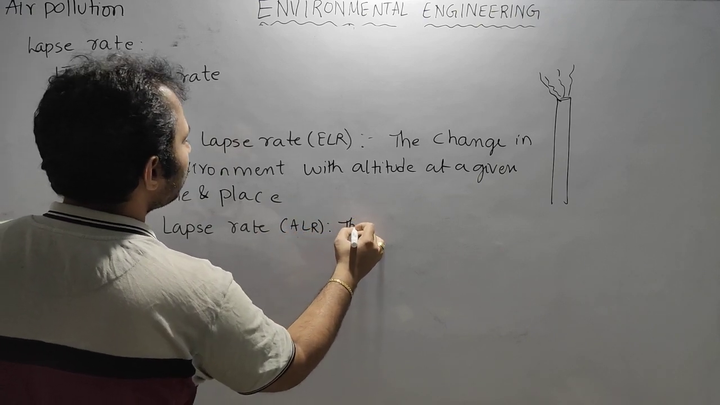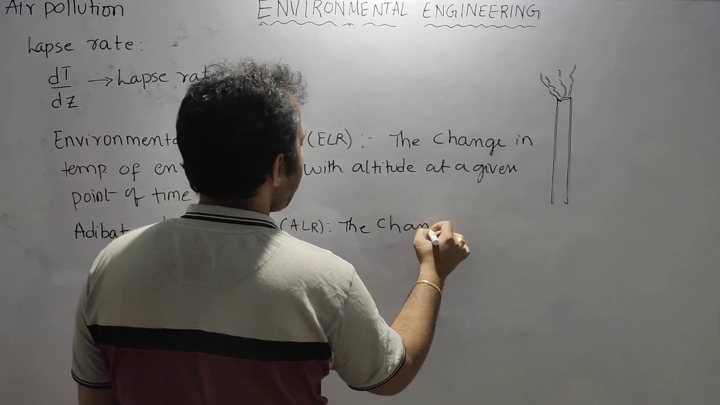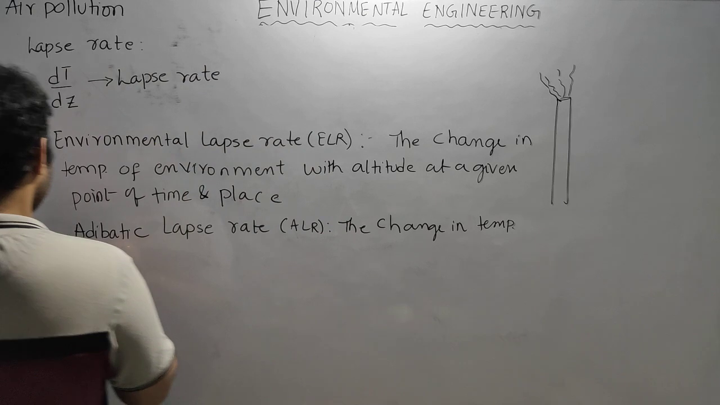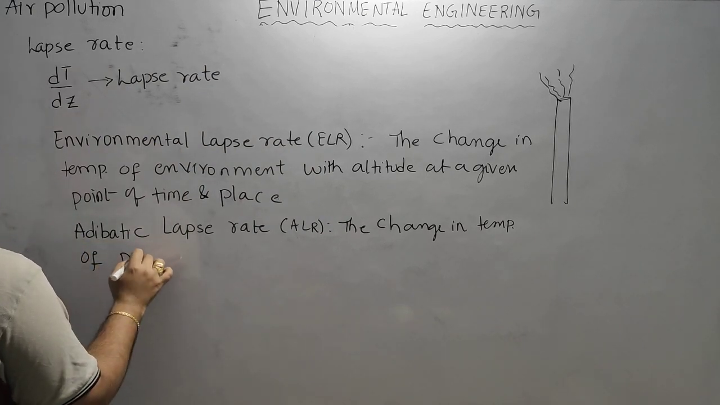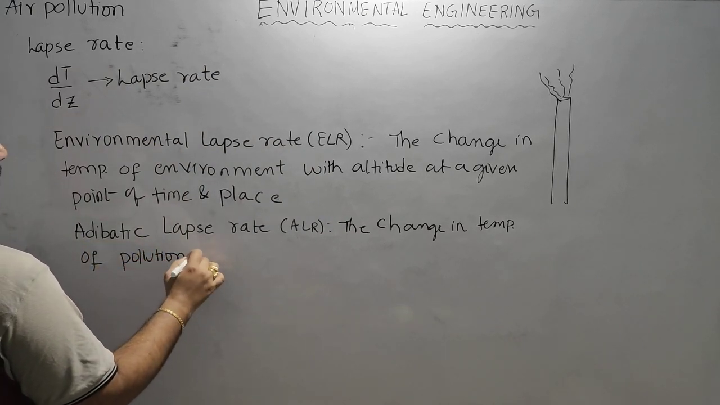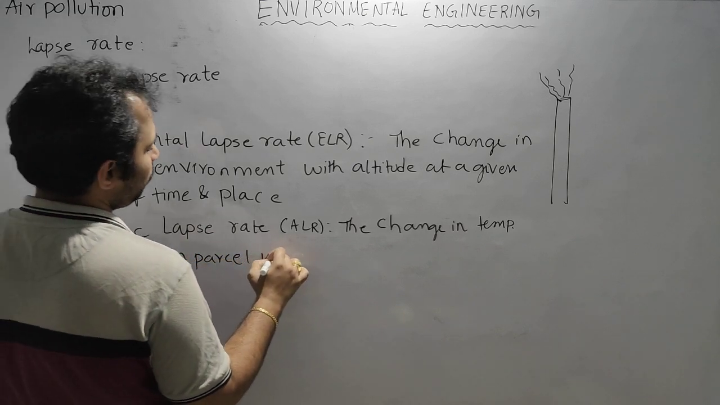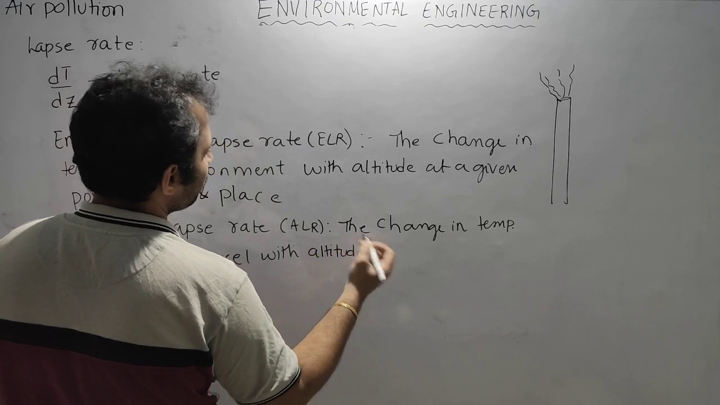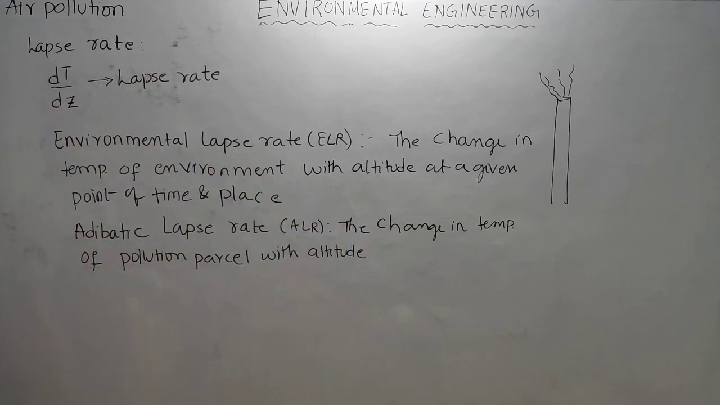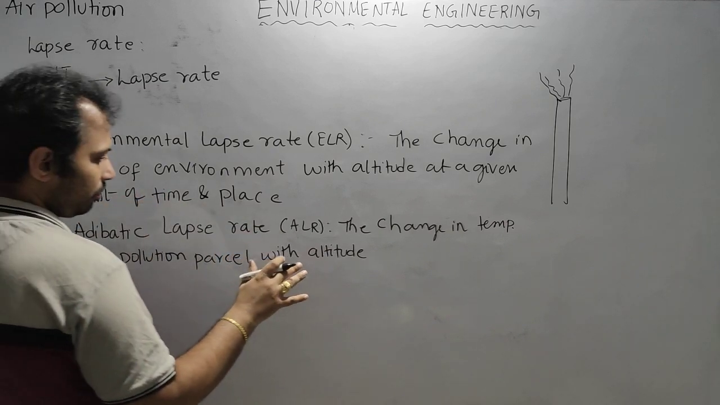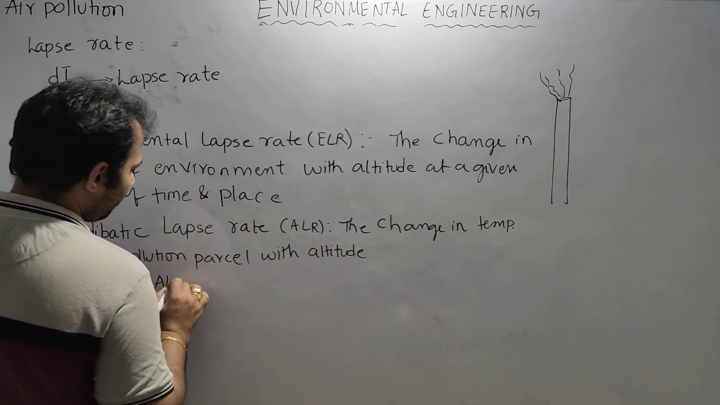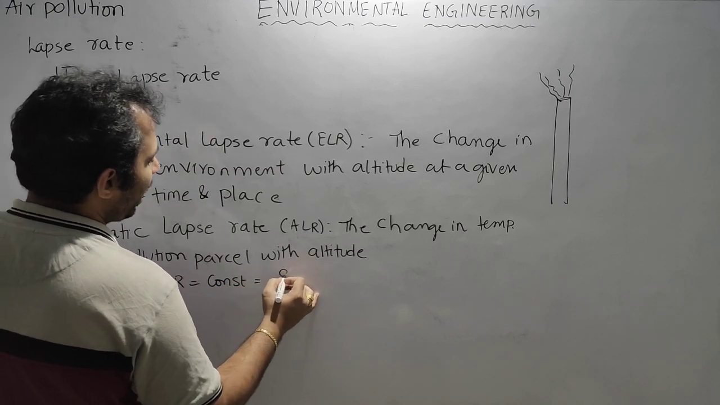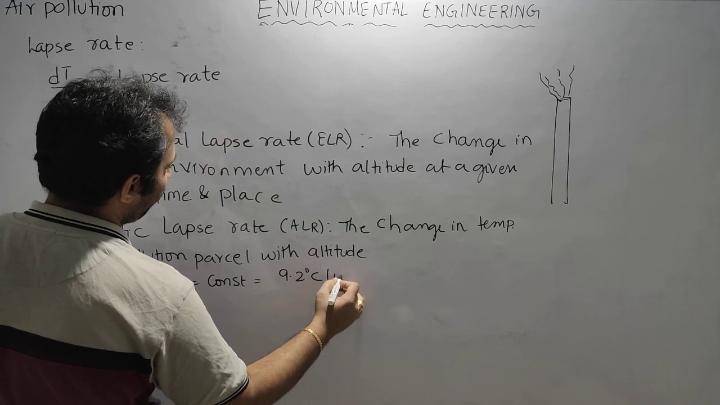So the change in temperature of a pollution parcel with altitude, same at a given place and at a given time. So this is actually constant. So this adiabatic lapse rate, ALR, is constant and it is equal to 9.8 degrees centigrade per every kilometer.